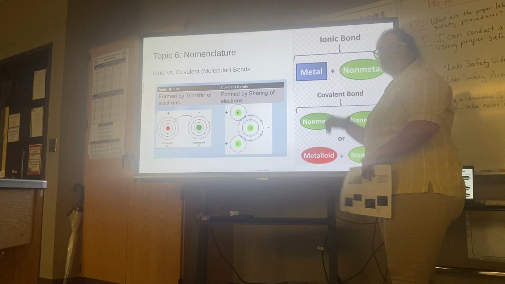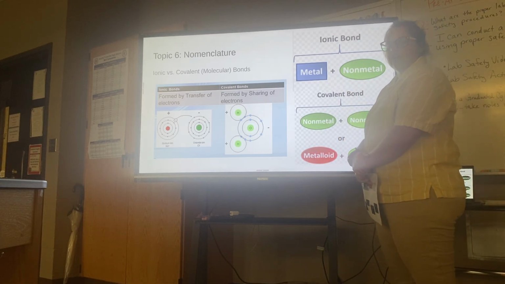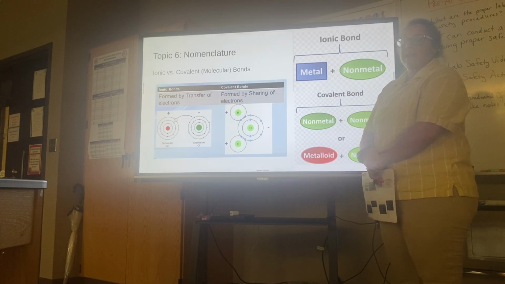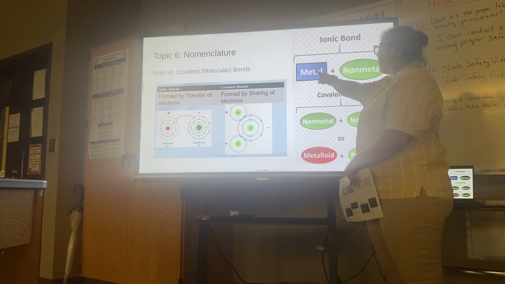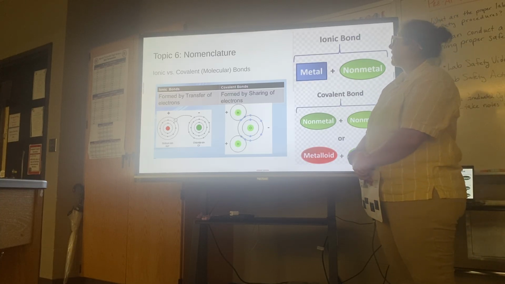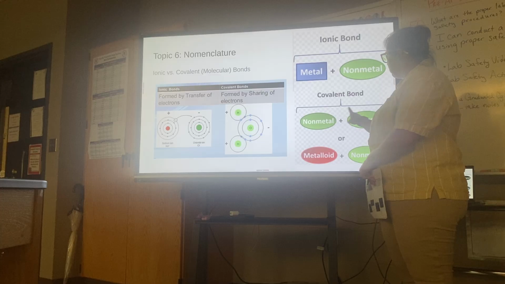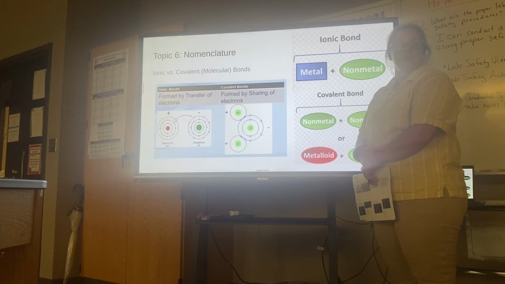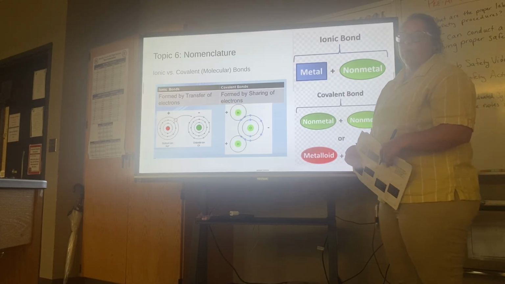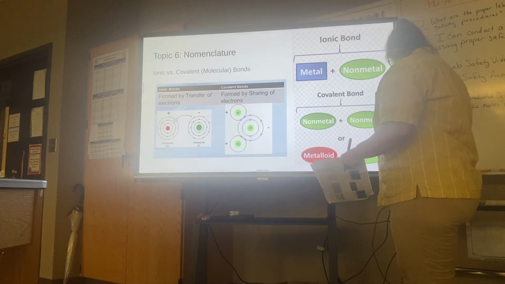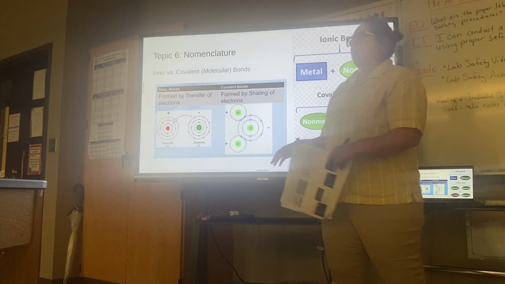So how can I tell the difference if I have an ionic or a covalent bond? It's all based upon the components that make that bond. If you have a metal plus a non-metal, then that is going to create an ionic bond. If you have two non-metals, or a metalloid and a non-metal, that is going to create a covalent bond. You might ask, how do I know if things are a metal or a non-metal? You have to look at the periodic table.